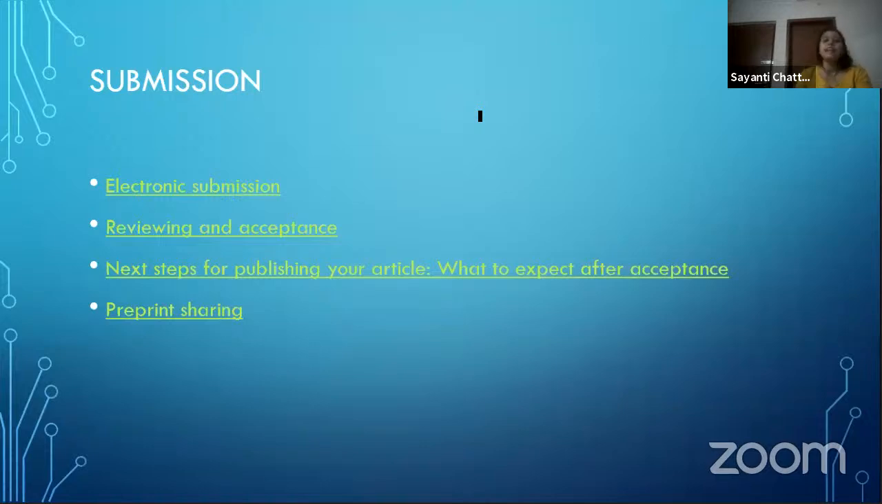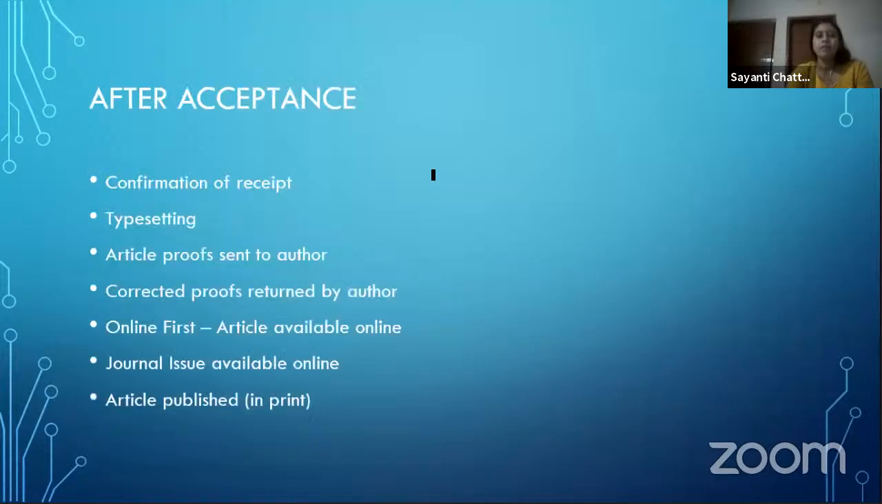Then we will go for the preprint sharing. They will give you the preprint copy, you can keep it. After that, the online print, and after that the offline print will be there. So these are the submission procedures. After acceptance, they will give you one copyright form. You have to fill in the copyright form and send it to them.